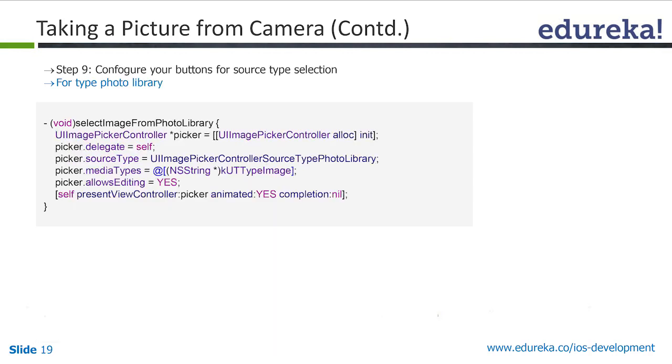So the next one is selecting an image from the photo library. The major difference between selecting from camera and selecting from photo library is nothing but the source type. If you just change picker.sourceType to sourceTypePhotoLibrary, the picker controller will take images directly from your albums. So here also you will have media types and allowsEditing. Whenever you mention the media type as image, it will not show you any videos present on your phone. It will show only images that are present in your photo album.